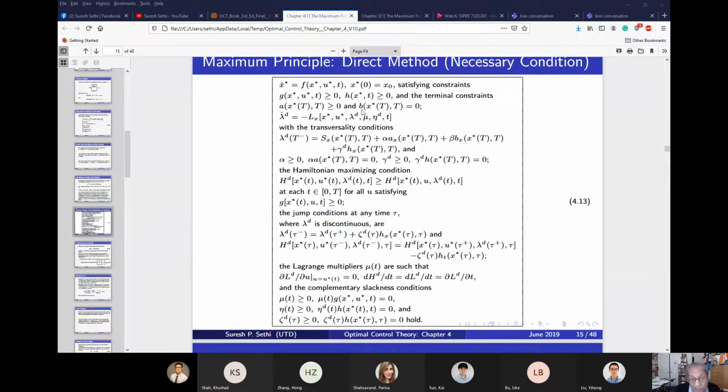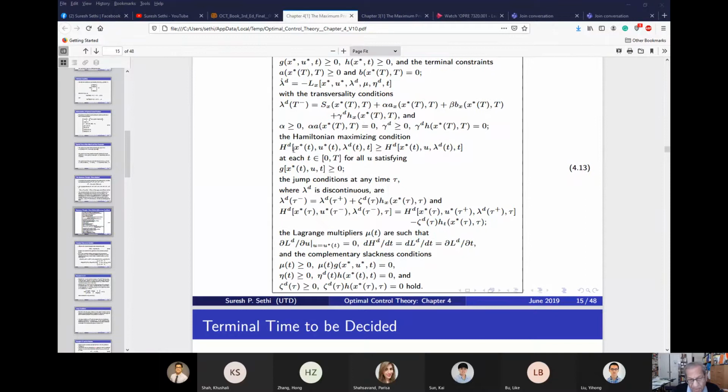Because a jump can happen right here. Right at t, there can be a jump, in which case we have to worry about that. So lambda t minus is given by the salvage value derivatives as usual. This alpha and beta is as before. And this is new. I have a gamma times the first derivative of the h. Then I have alpha, these are as before, but I have a complementary slackness condition for gamma.